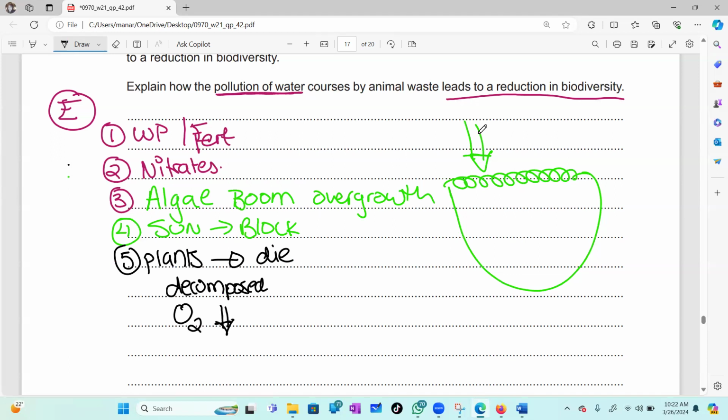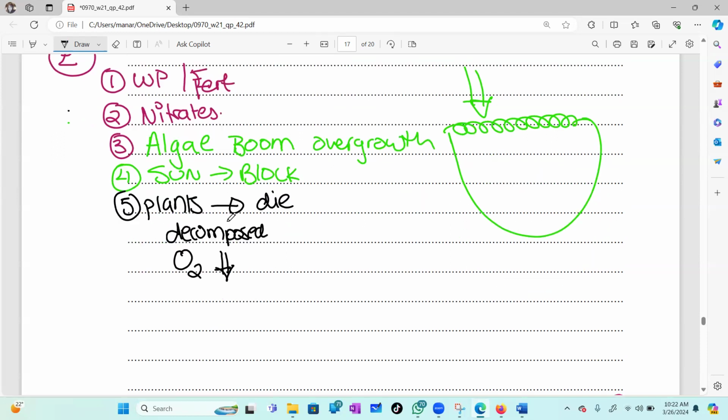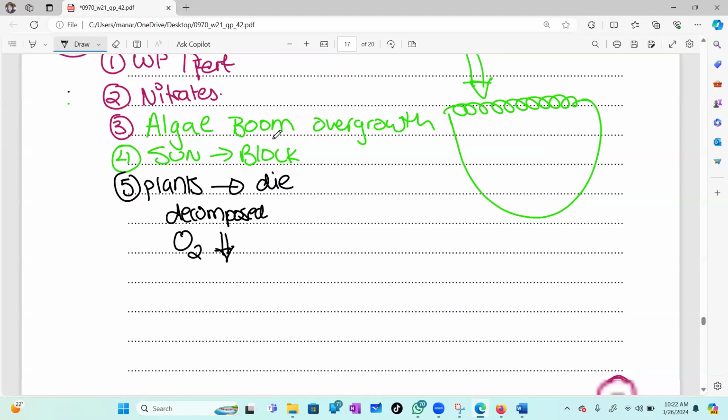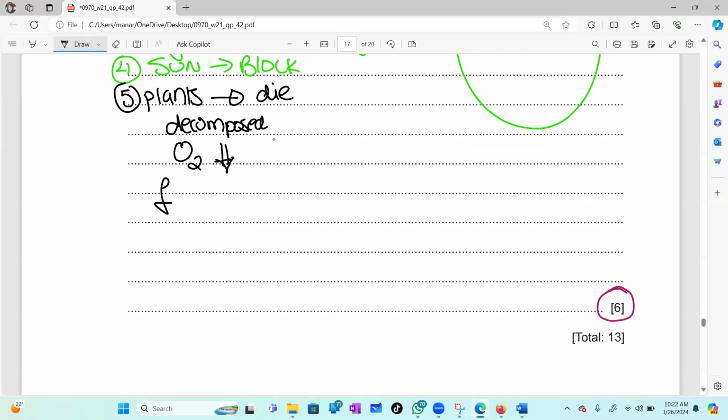When there is oxygen depletion, what will this do to the fish? They'll die. Very good. That's it. Finished. Can you see how simple it is? Fish will die because there will be no oxygen. So plants will die, fish will die.